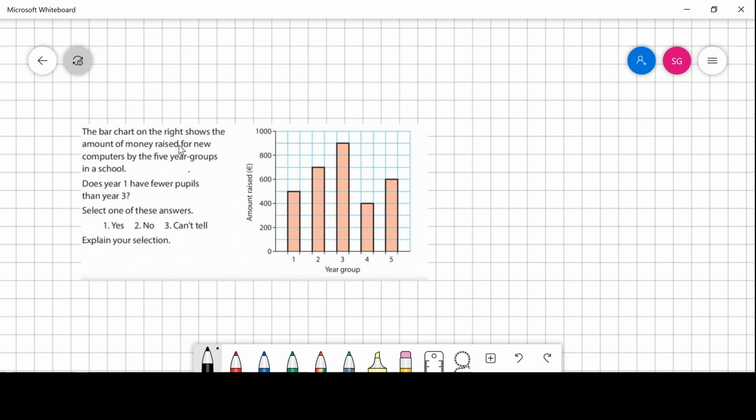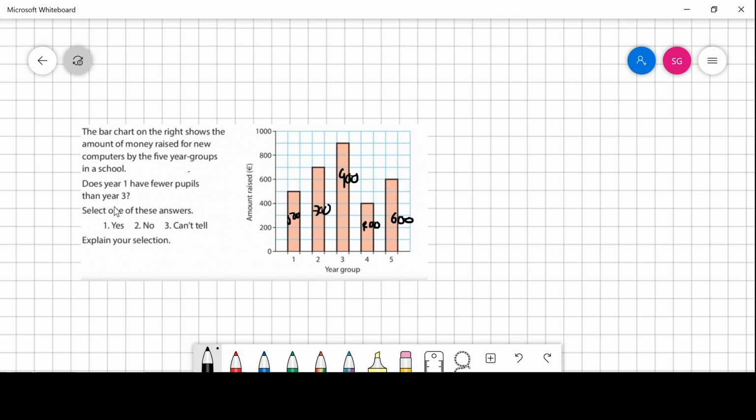The bar chart on the right shows the amount of money raised for new computers by the 5 year groups in a school. So this is the amount of money they've raised. So we can go, okay, the first years have raised €500. Second years have raised €700. Third years have raised €900. Fourth years have raised €400, fifth years have raised €600.